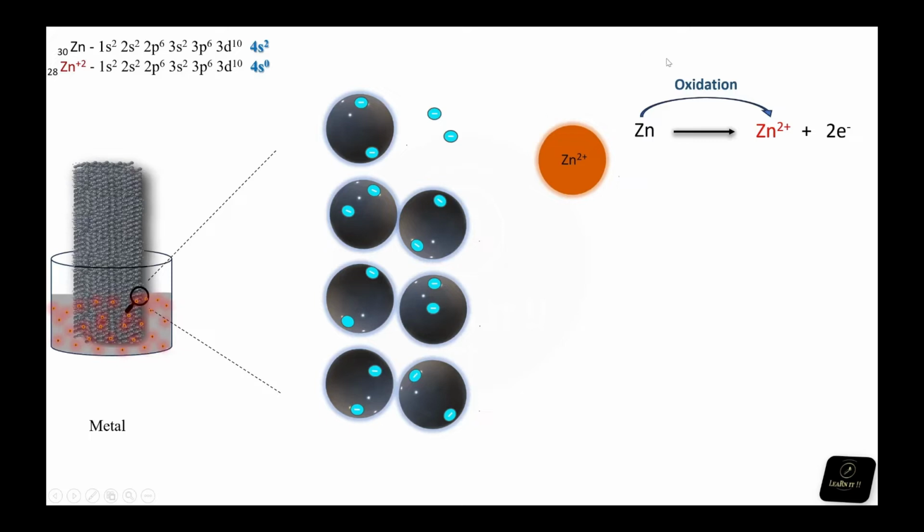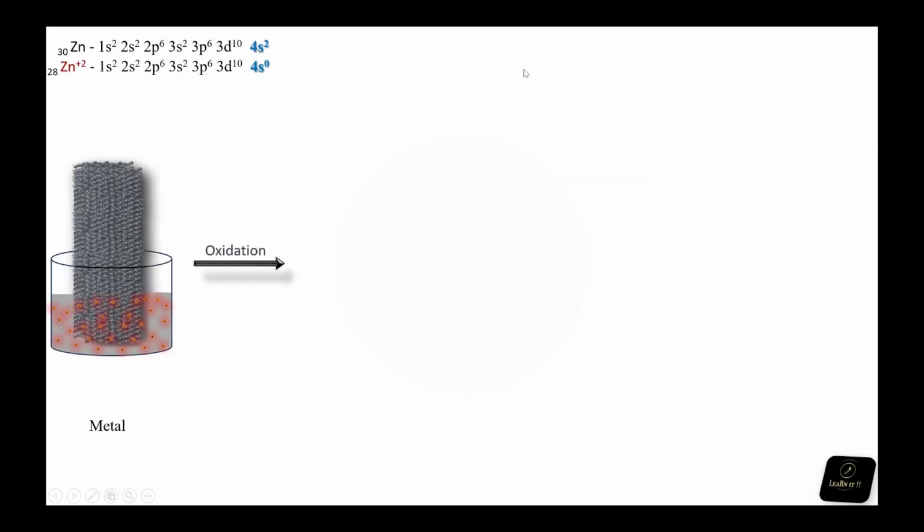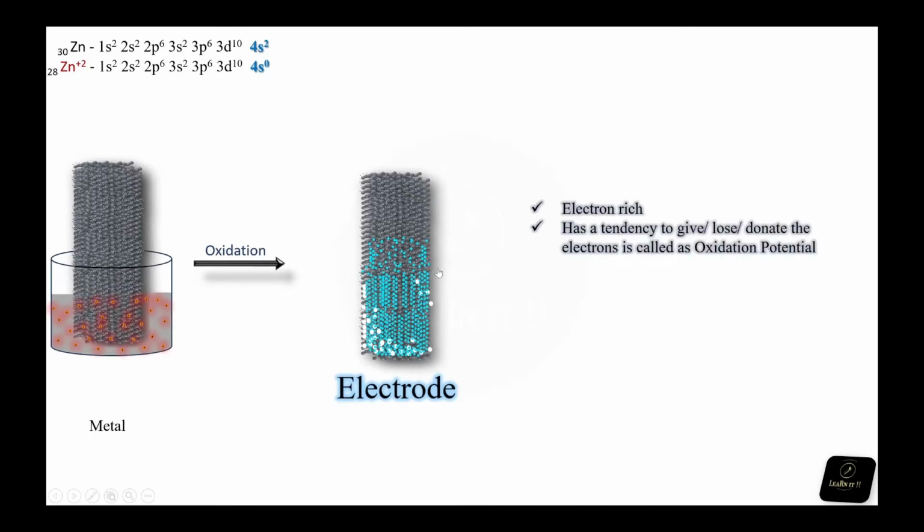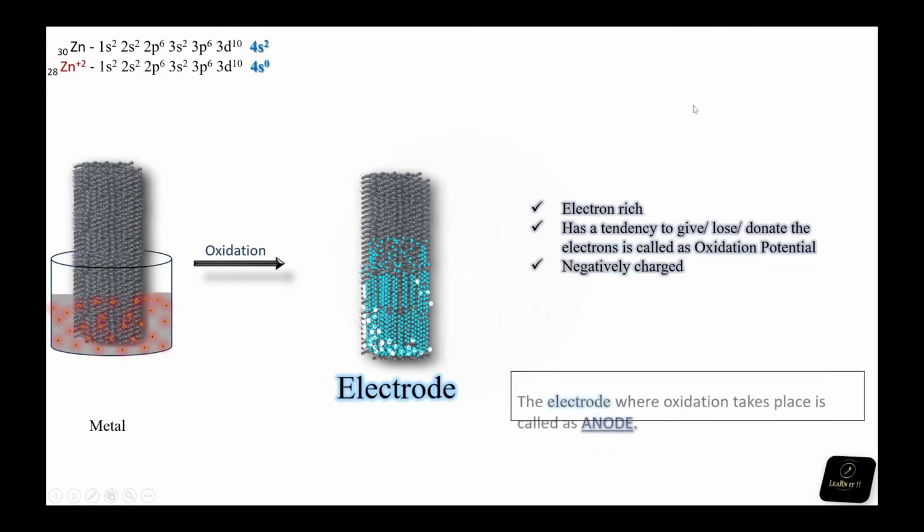So because of this oxidation process, there will be accumulation of electrons on the zinc rod. Before, the rod was electrically neutral, but because of this oxidation, there will be accumulation of electrons on the zinc rod. Now this rod is said to be an electrode, and this electrode is electron rich, and because there is an excess of electrons, it has a tendency to give or lose or donate those electrons, and this tendency is called oxidation potential. And as the electrons are accumulated, this rod is negatively charged.